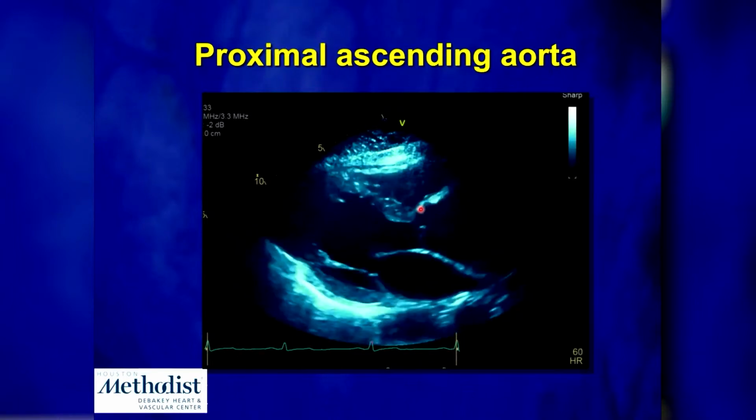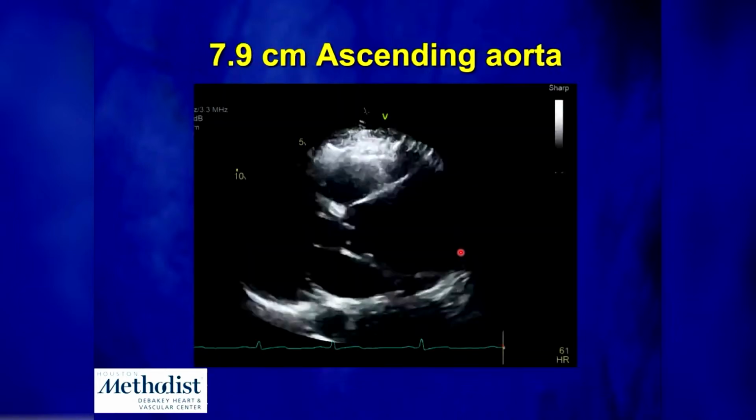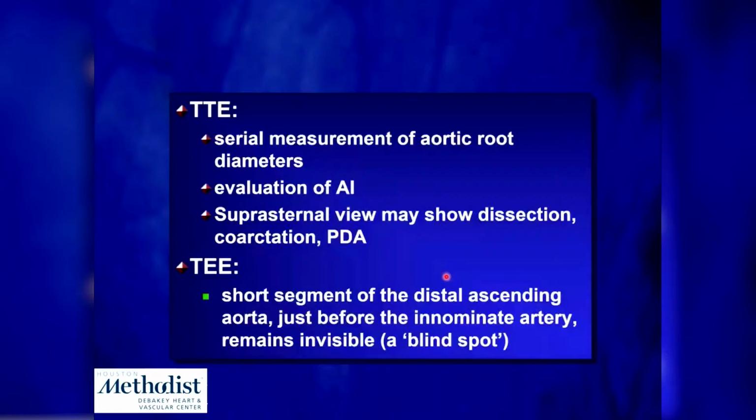Now, notice that this actually can't suffice for people who have proximal aneurysm of their ascending aorta, because I can see the aortic root over here, and I can also measure the first 3 centimeters of the ascending aorta. In this case over here, it's almost like an 8 centimeter. That's easily identifiable. So where transthoracic echocardiography would be helpful is for serial measurements of the aortic root diameter.